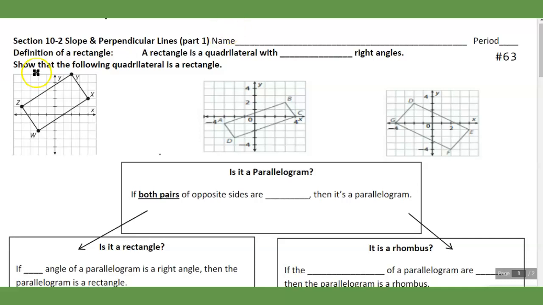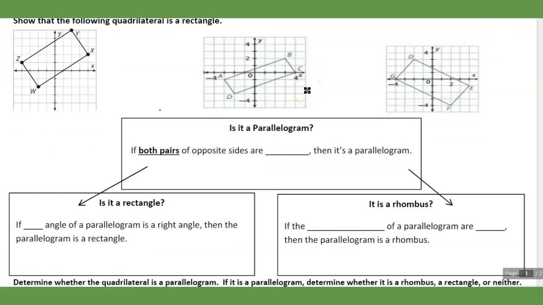So first things first, let's go over what the rectangle is. Definition-wise, it's a quadrilateral with four right angles. That's all it is. And remember, 4 right angles is not a square. A square is when you combine a rectangle and a rhombus together. So the 4 congruent sides comes from the rhombus.